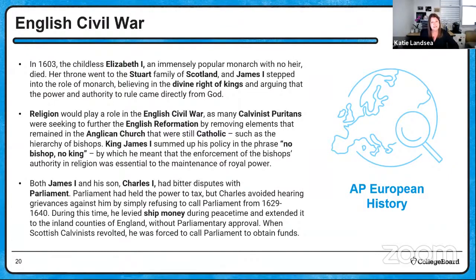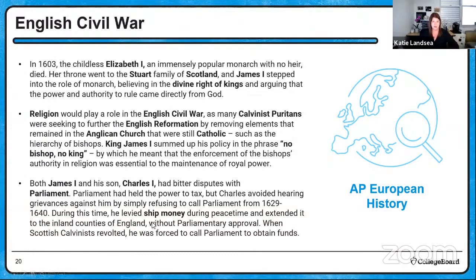During this time, he did a little creative fundraising. There was a tax that was already on the books. It was called ship money, and it was for coastal cities in England to provide ships during time of war for defense. So he levied this ship money during peacetime. And then he extended it not only to the counties that were on the coast, but to inland counties.